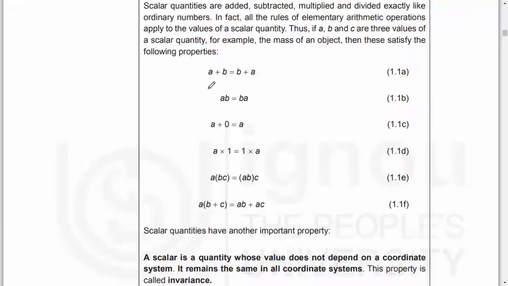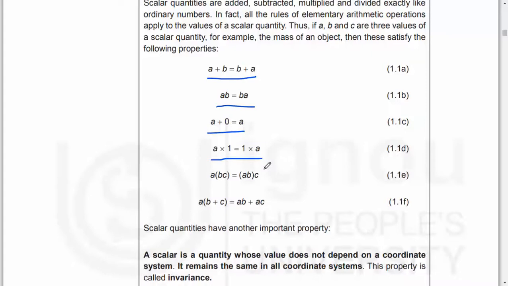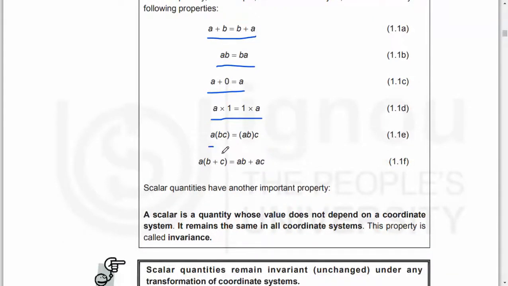A plus B is equal to B plus A. AB equal to BA. A plus 0 equal to A. A into 1 equal to 1 into A. A into B into C equals AB into C. A into B plus C equals AB plus AC.